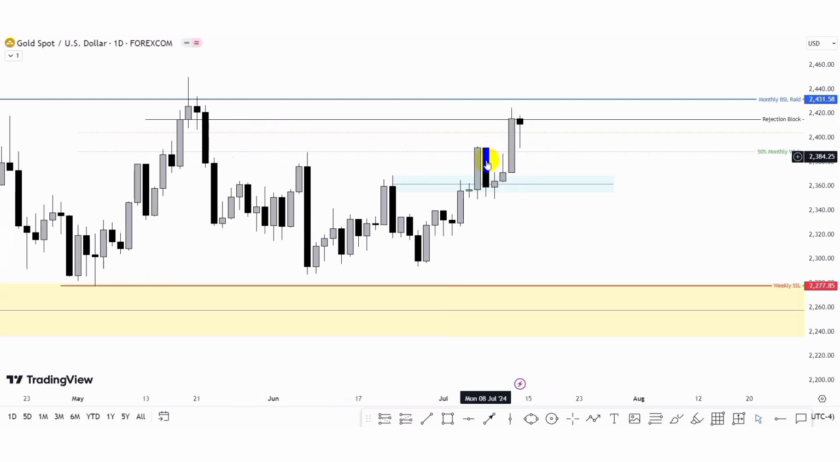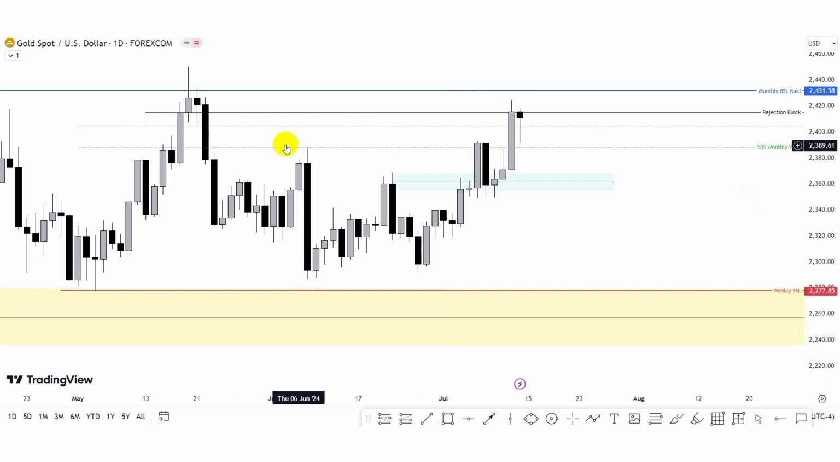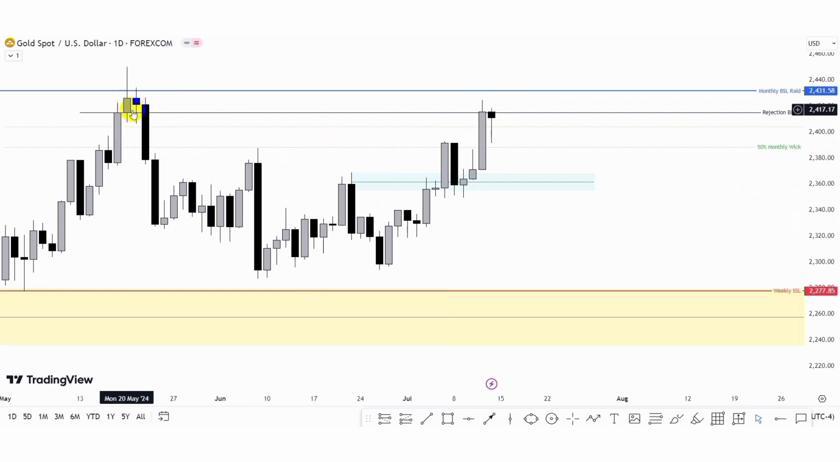Now you can see price returned to that level, respected the level, and then gave us a bullish move to the upside. And what you can see is that the rejection block in the weekly time frame is actually in confluence with this other block.